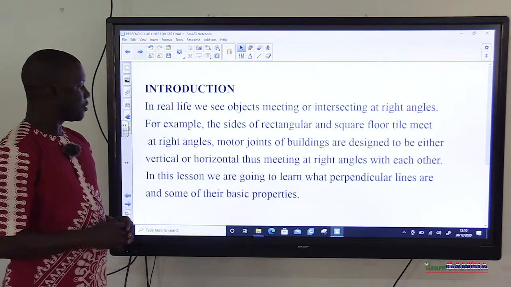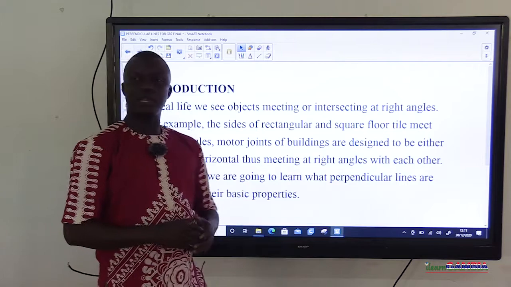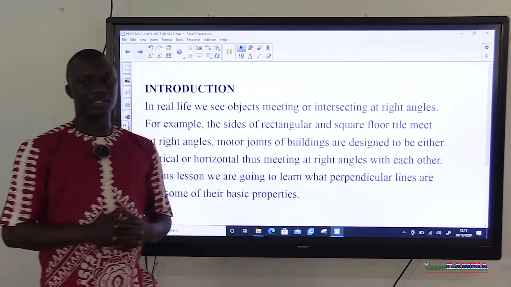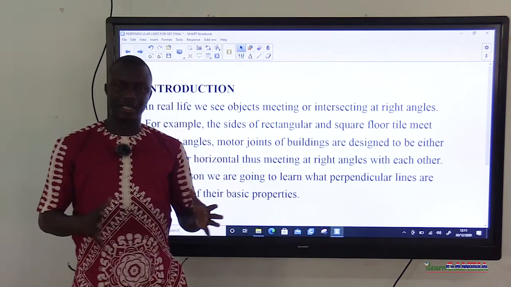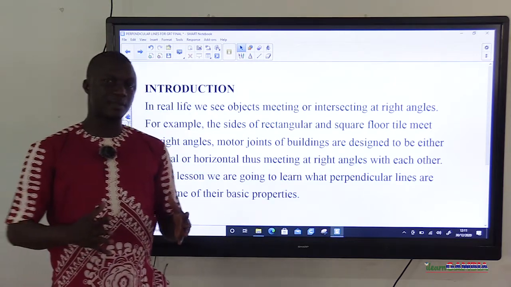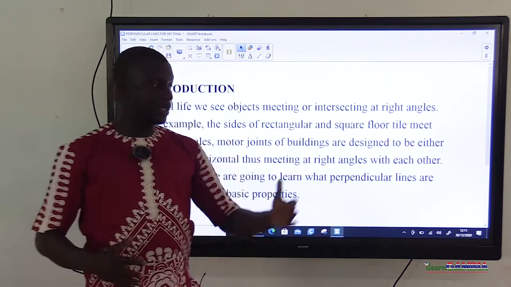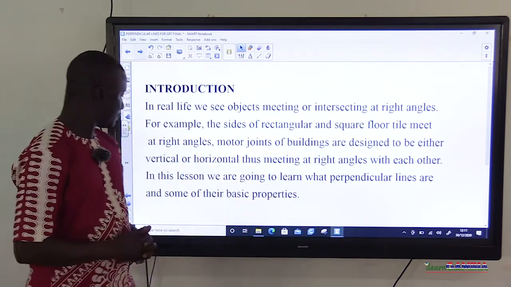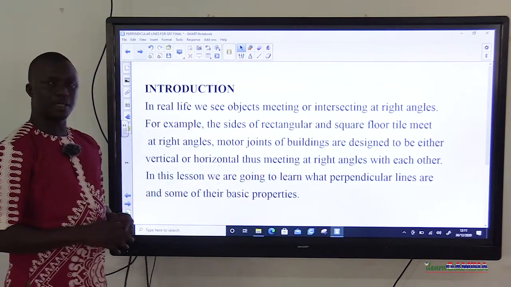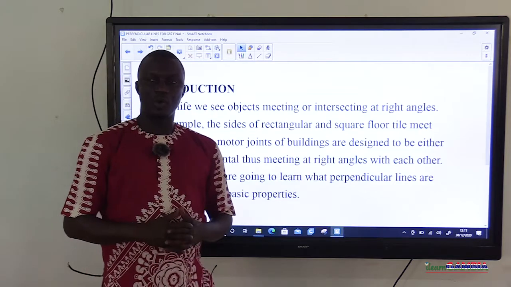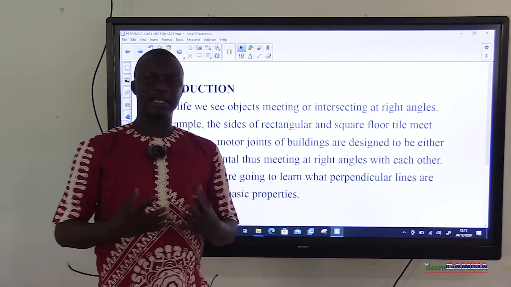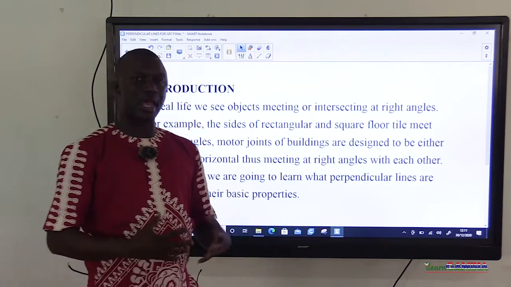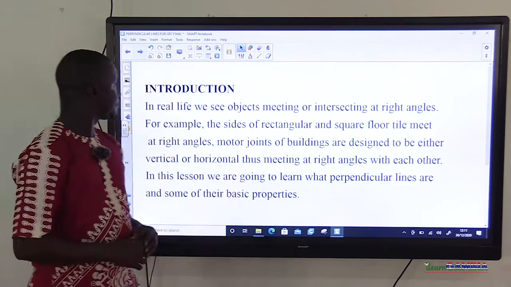In this lesson, we are going to learn what perpendicular lines are, and we'll be giving examples in real life situations, like we did right now with the wall and the tile floor, and some of their basic properties. What will make you understand that these two lines are perpendicular to each other.